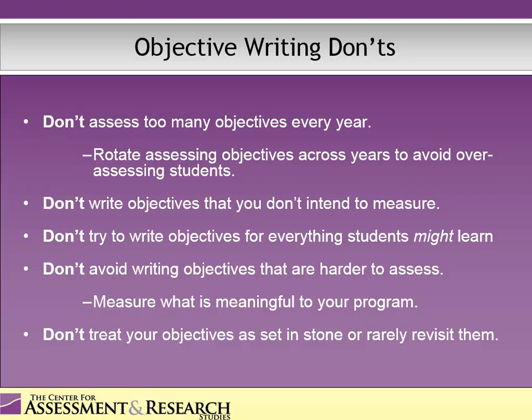When establishing program objectives, don't assess too many objectives every year. Don't write objectives that you don't intend to measure. Don't try to write objectives that cover everything students might learn. Don't avoid writing objectives that are harder to assess. And don't treat your objectives as set in stone or rarely revisit them.